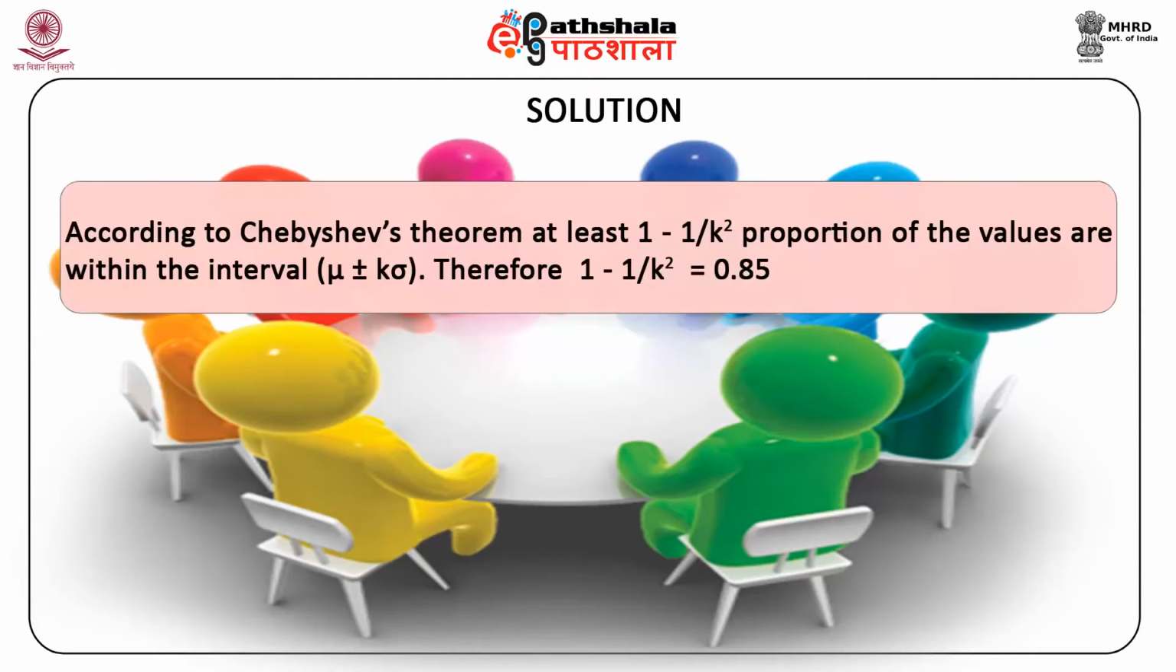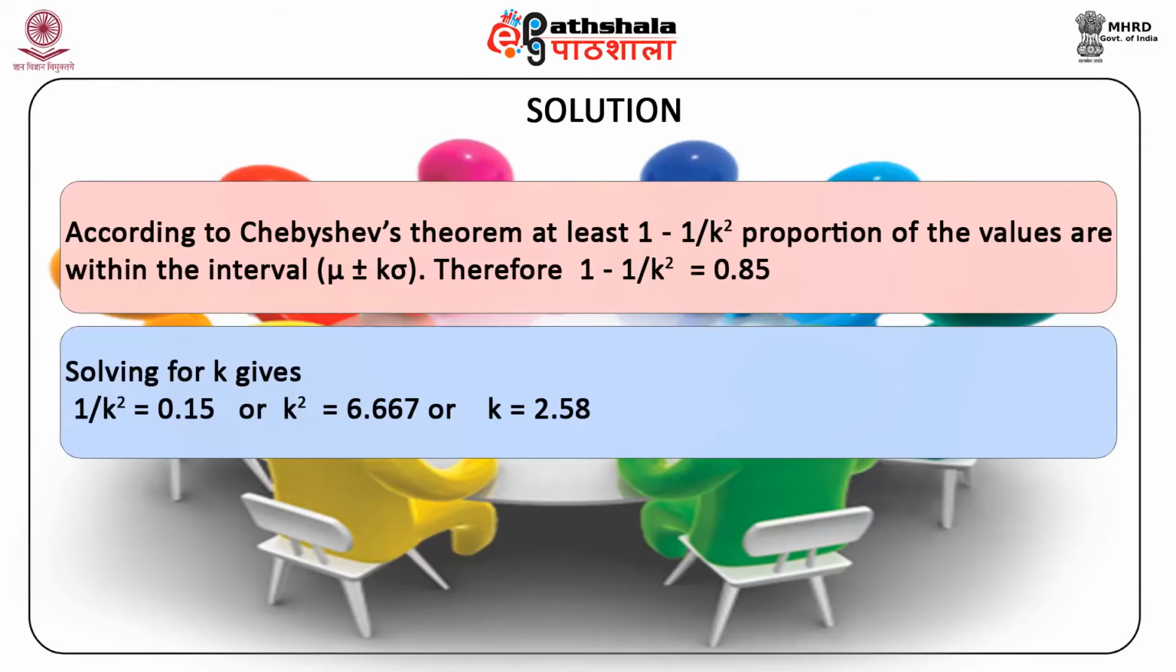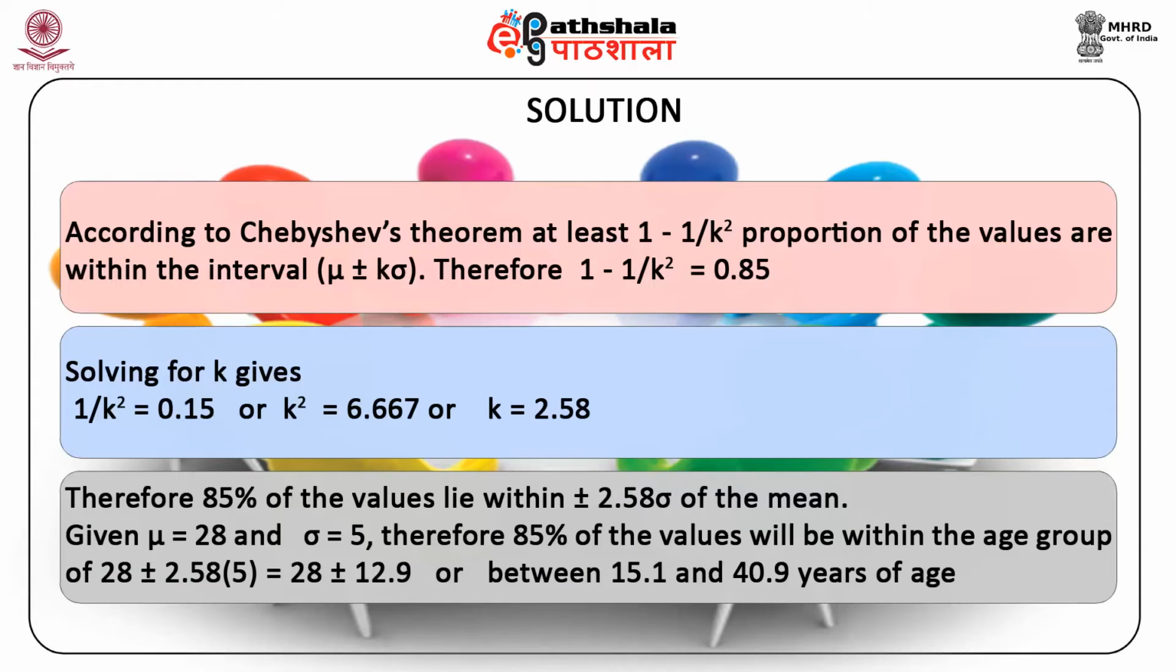Solution. According to Chebyshev theorem, at least 1 minus 1 upon k square proportion of the values are within the interval mu plus minus k sigma. Therefore, 1 minus 1 upon k square is equal to 0.85. Solving for k gives 1 upon k square is equal to 0.15 or k square is equal to 6.667 or k is equal to 2.58. Therefore, 85% of the values lie within plus minus 2.58 sigma of the mean.